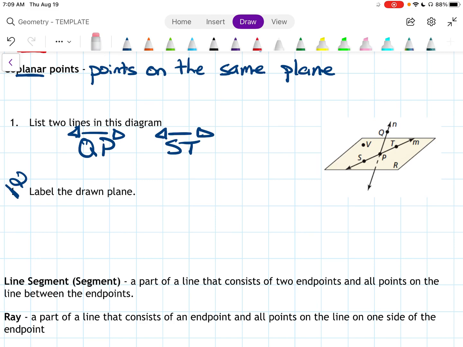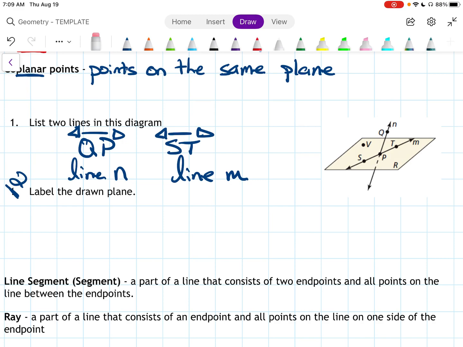We could also label these, you don't have to write this down, but just some other ways we could do this. For QP here, we have this little N. We could say line N. That's talking about line QP. And for the other one, ST, we could say line M. Now I like to use the 2 letters with the little arrow or the line on top of it, but you can use the single letter if you'd like to.